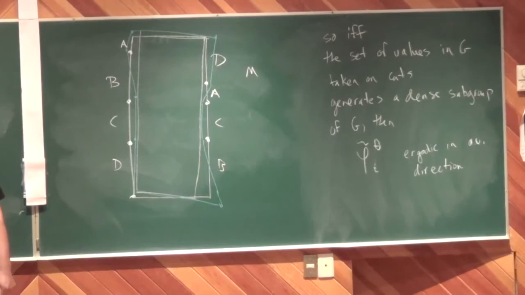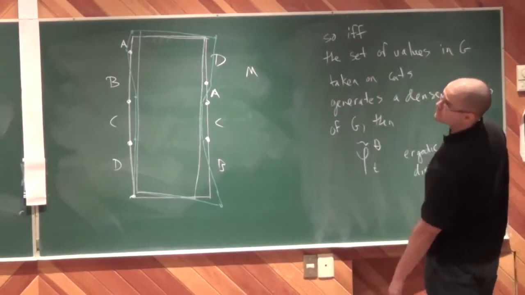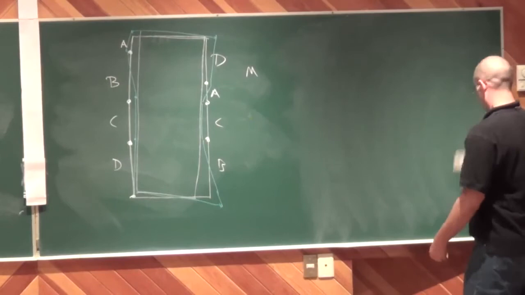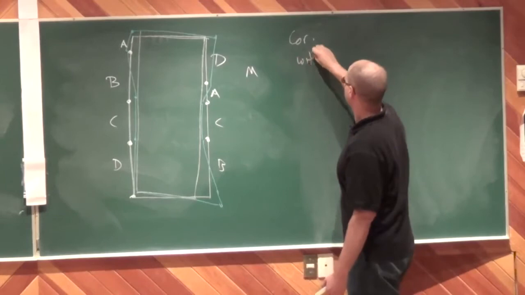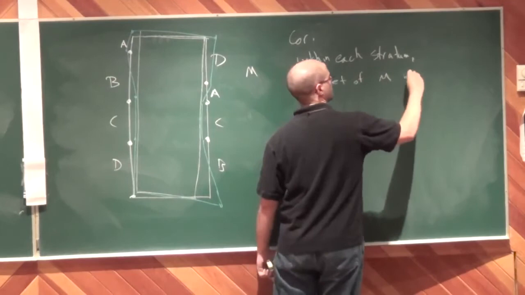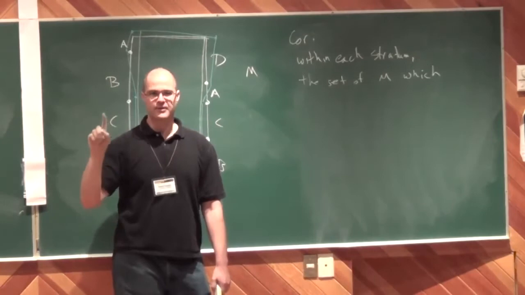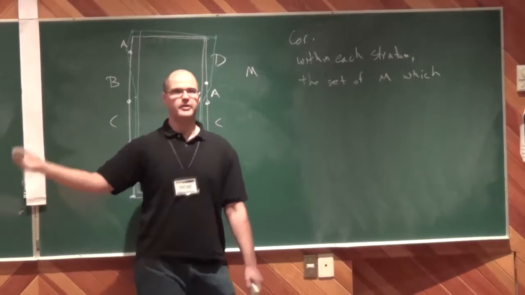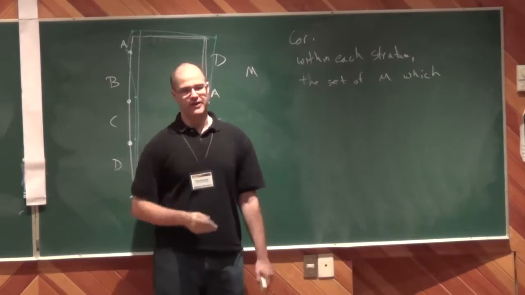So what's reasonable to believe is the following corollary. Within each stratum, the set of M, which we're just going to summarize as forms generically ergodic extensions via cuts. For a generic way of laying down a collection of cuts, the corresponding group extension will be ergodic in almost every direction, provided the values generate a dense subgroup of G. Is G double.